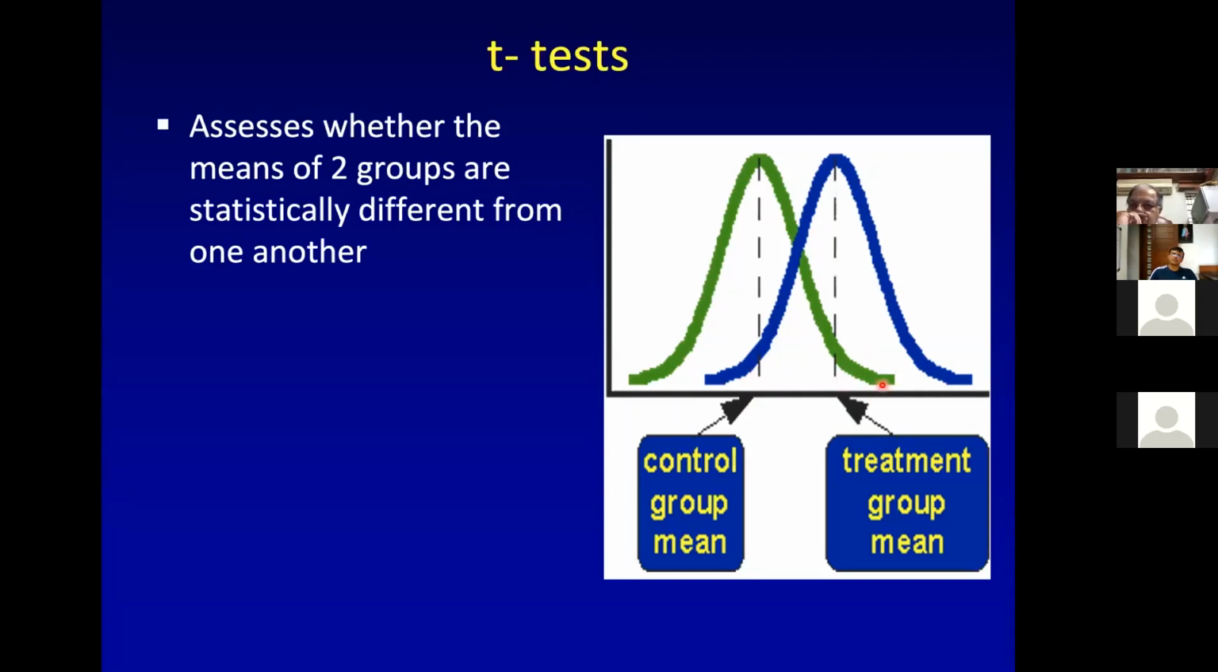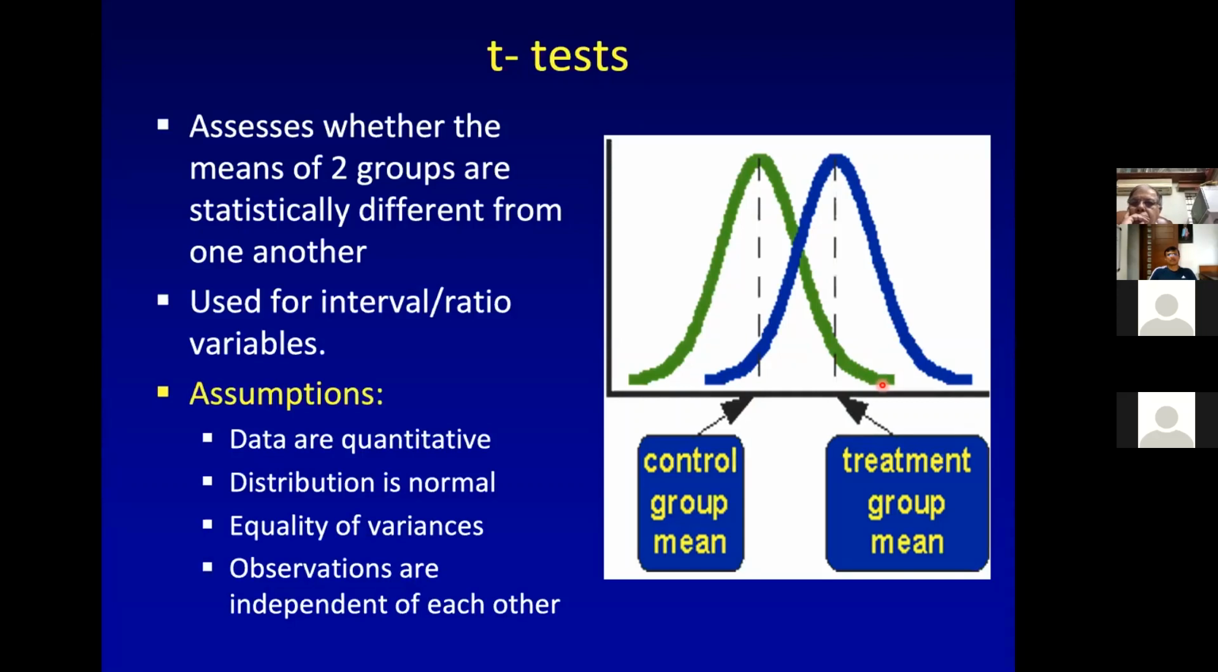So what is really happening? This is as simple as we can keep the t-test. This is used for interval or ratio variables, which we are dealing with now. There are several assumptions that must be fulfilled before we are able to do the t-test, and there are more than 7 or 8. I just put up 4 of them. So this is quantitative, distribution is normal.